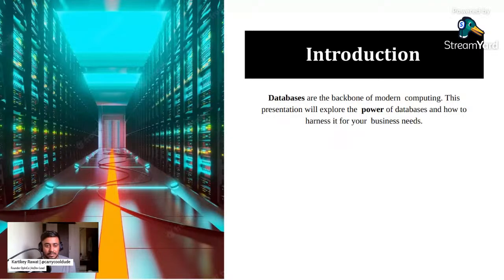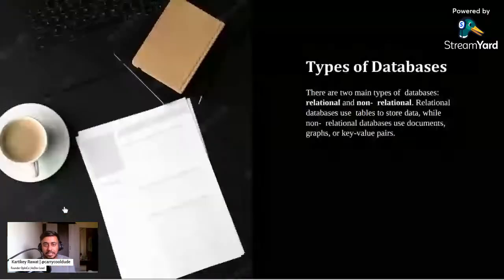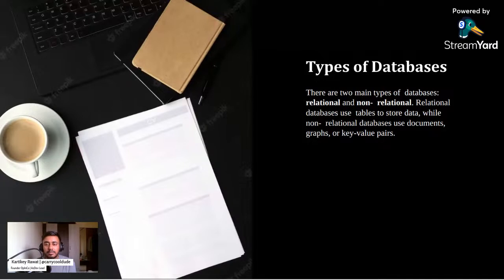Let's go to the fourth one. So there are two main types of databases, relational and non-relational. A relational database uses tables to store data, while a non-relational database uses documents, graphs, or key-value pairs, and any type of data apart from tables. That's why we have SQL and NoSQL kinds of databases.